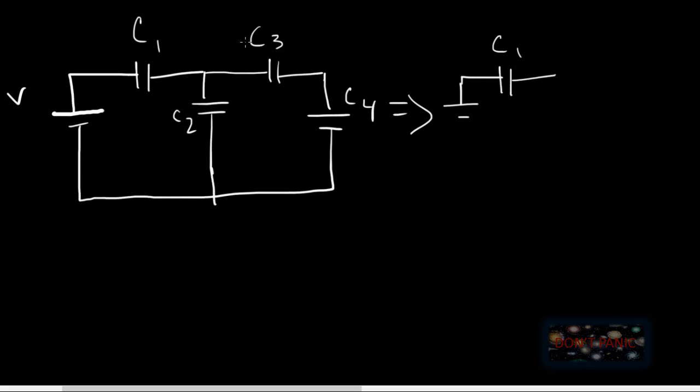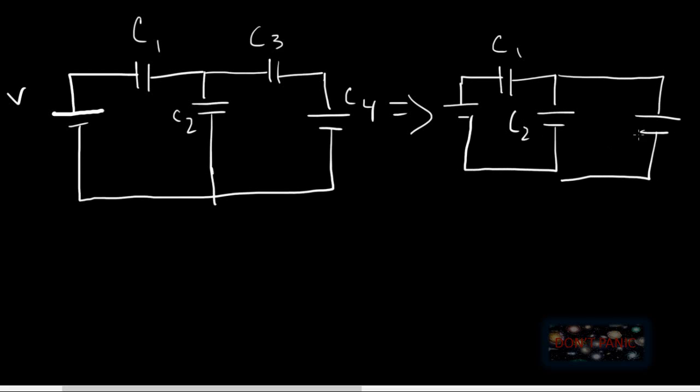we're going to simplify C3 and C4 into a single series combination of capacitors. Okay, so it becomes C1, this becomes C2, so nothing changes here, but these we're going to combine into an equivalent capacitance. So these become some C equivalent of 3 and 4 together. So this is still V. Okay, and then we can simplify this more.